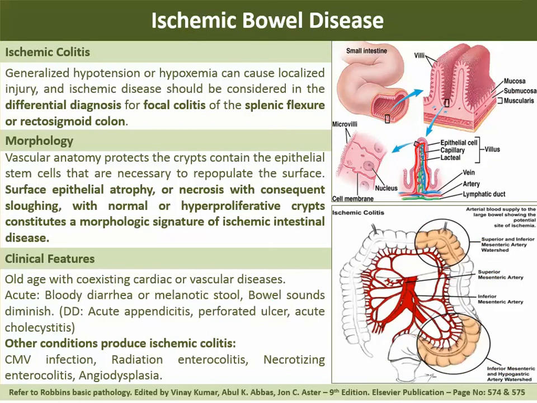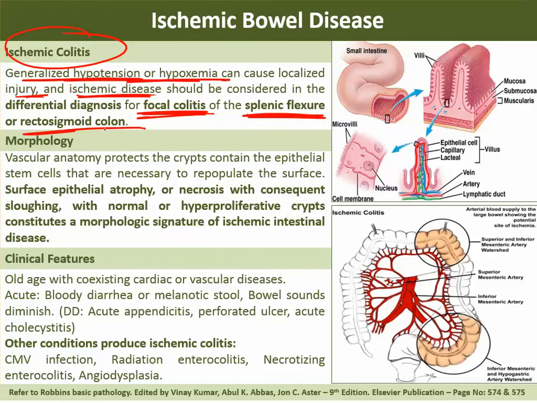Okay, now coming to the concept: inflammation due to ischemia is called ischemic colitis. Generalized hypotension or hypoxemia can cause local injury and cause ischemic disease. The differential diagnosis is any infection causing colitis. And usually it is seen in the splenic flexure or rectosigmoid colon.